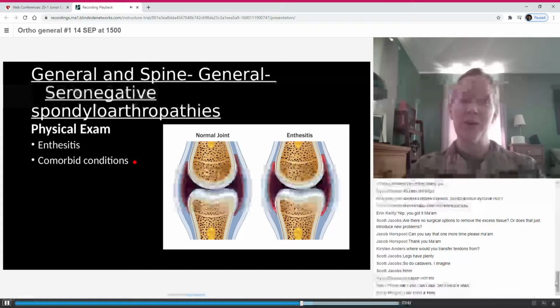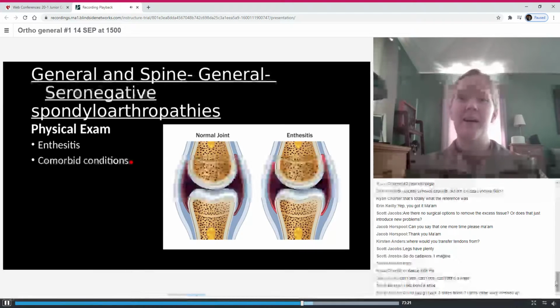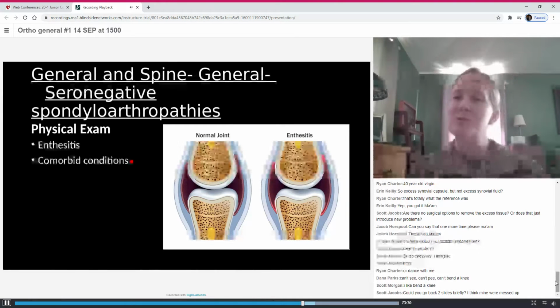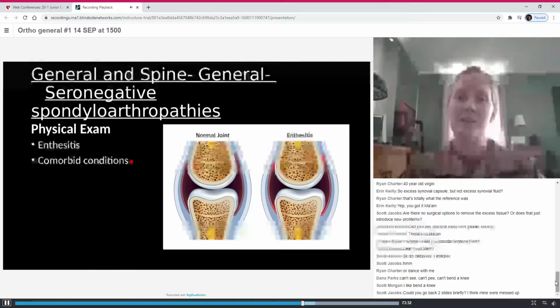Reiter's syndrome, we typically associate with STIs. The inflammatory bowel disease arthritis, they should have inflammatory bowel disease. Psoriatic arthritis, they should have psoriasis. So some things like that would cue us into which arthropathies they go.